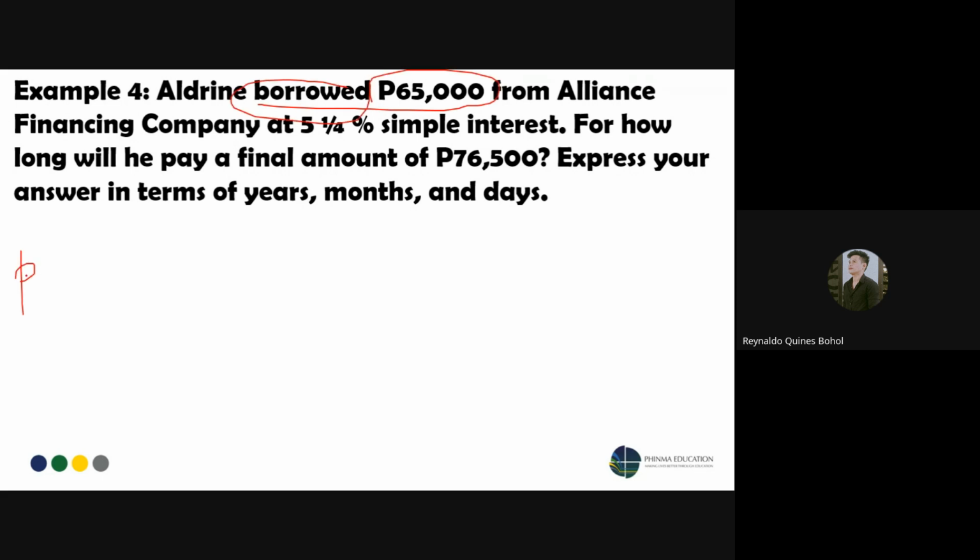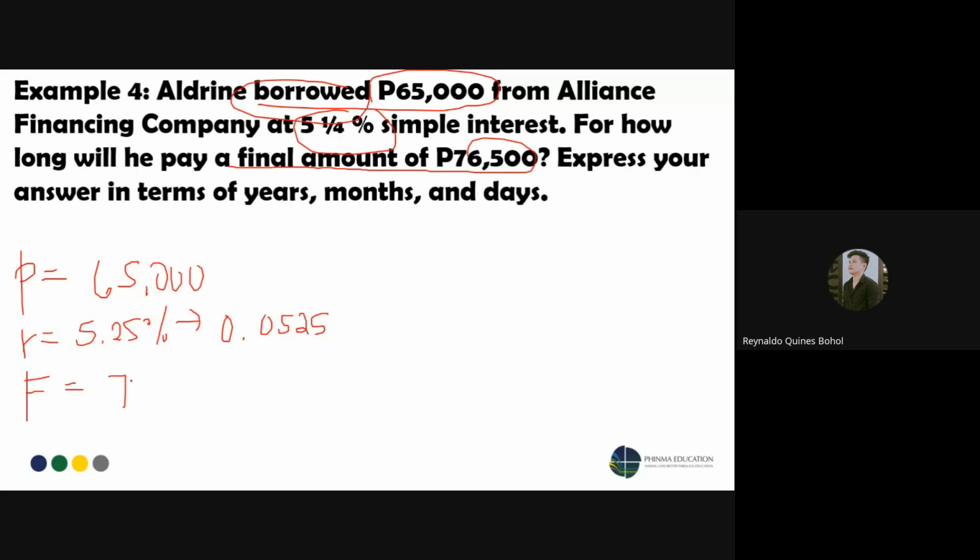Next, for number 4, Green, pumiram siya ng 65,000. There's a word borrow. You need to say that is your principal amount. So, 65,000. And 5 and 1/4%, that is your rate. Take note, 1/4 is 0.25%. Always express it into 0.0525. That is the rate divided by 100. And final amount is already given, which is 76,500. And we're going to express our answer in years, months, and days.